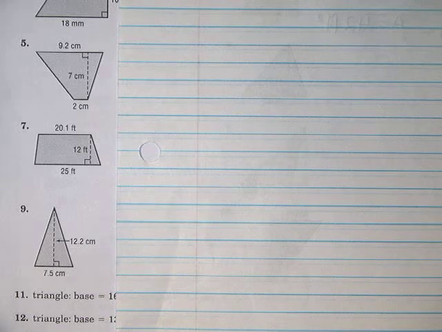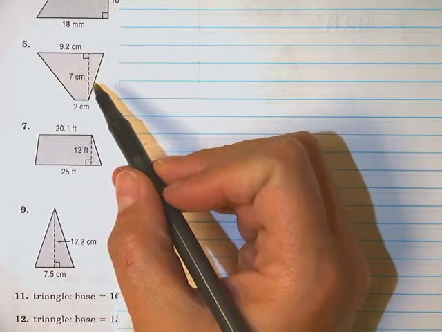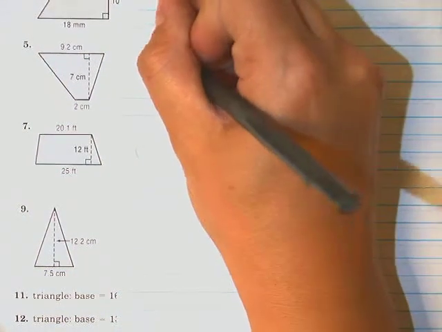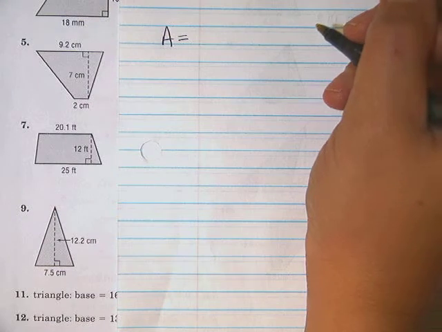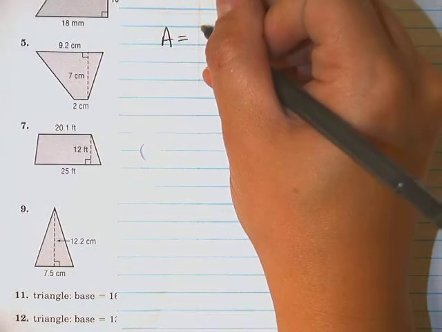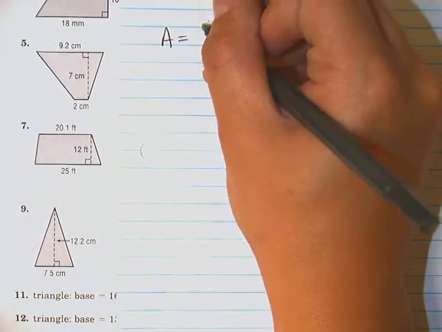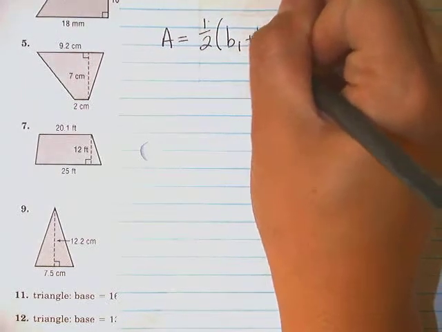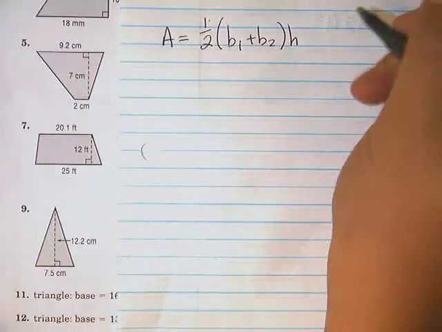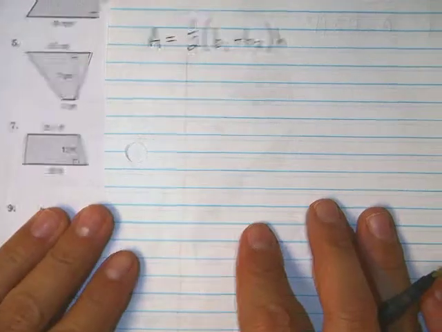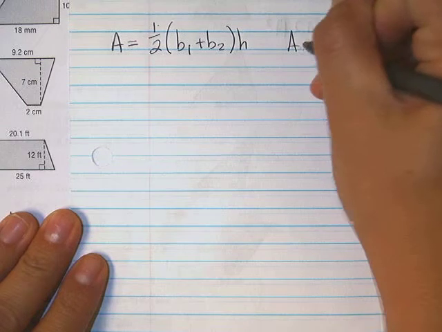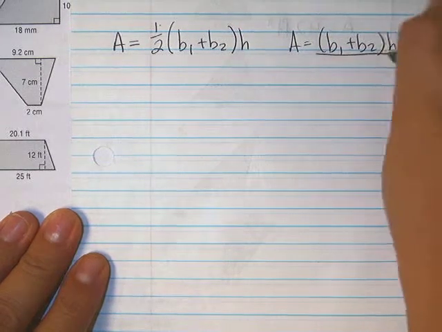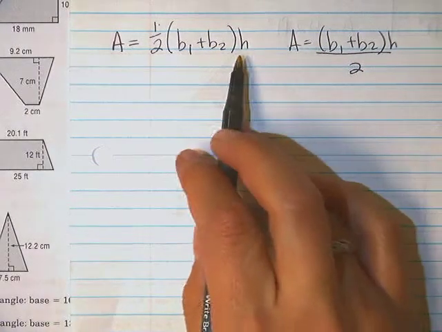Okay, so number 5 is a trapezoid, and we're asked to find the area. What's the formula for area of a trapezoid? Yes, we have some options. We can have half of your base 1 plus base 2 times your height, or we can use this formula, A equals base 1 plus base 2 times your height divided by 2. Either one works for me.